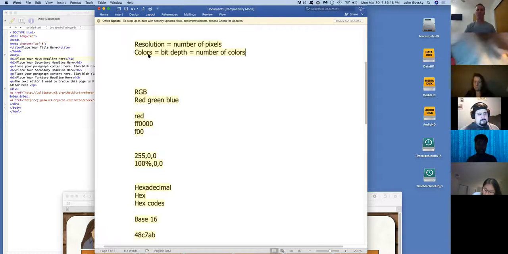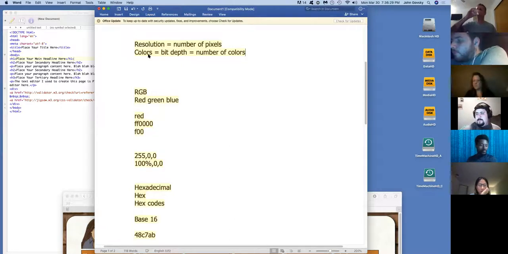If anybody ever tells you today that you should save an image at 72 pixels per inch for the web, what should you say to that person? Doesn't make a difference at all. There is no per inch on the web.